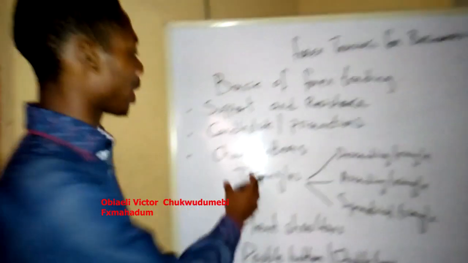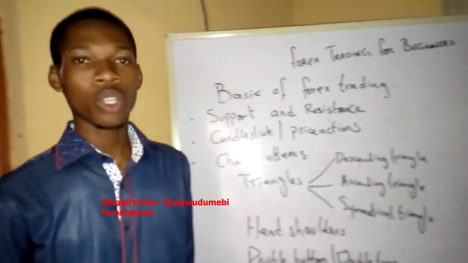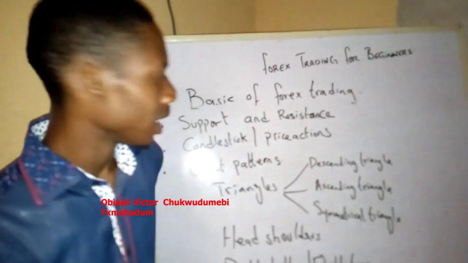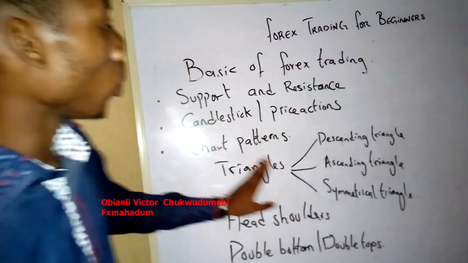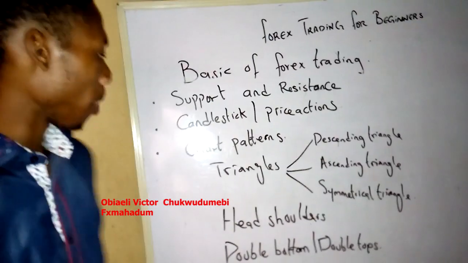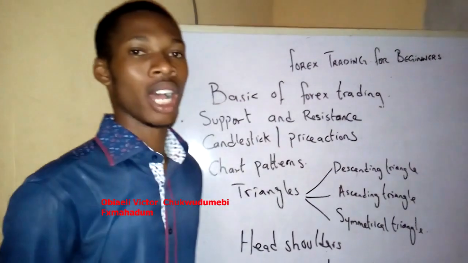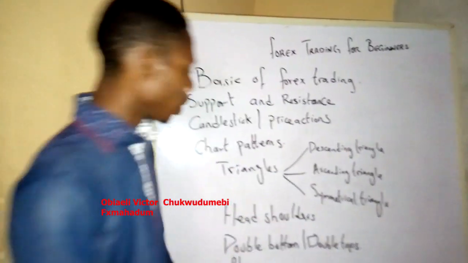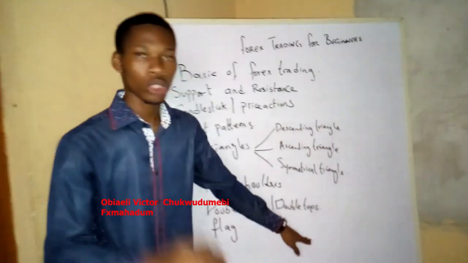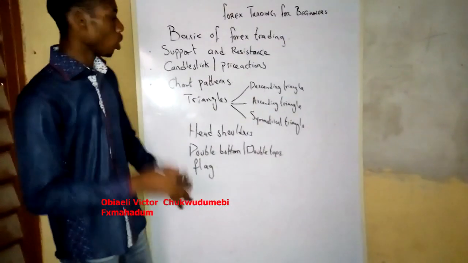Now, all these patterns, most of them cause what? Reversal, and the other ones cause what? Continuation. Like the triangles, most times they cause reversal, and at the same time they continue price spread. The head and shoulders, mostly they cause reversal. The double bottom and the double tops are for reversal. And the flag is for continuation or reversal.